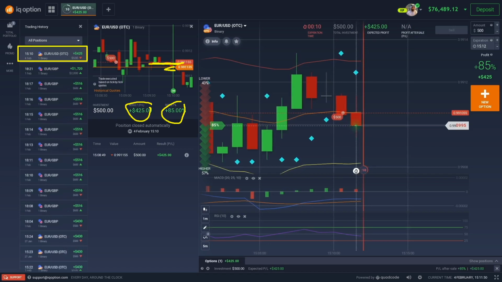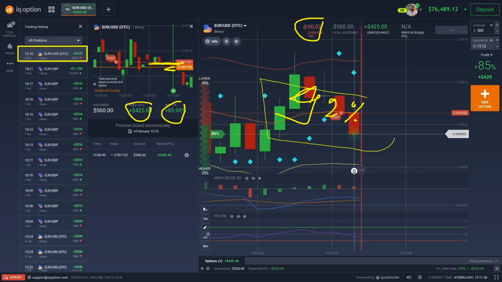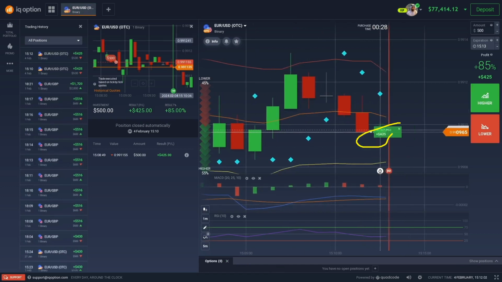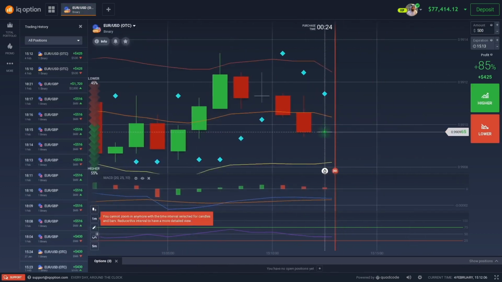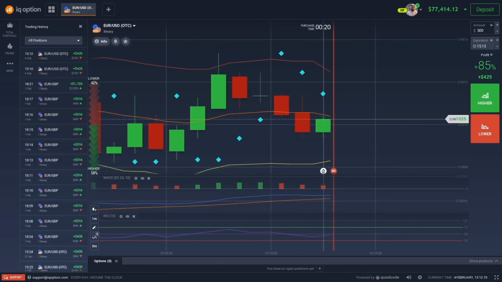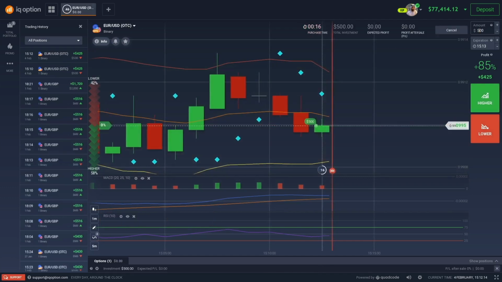This trade was like 92%. Yeah, another win. Great. Don't worry, this signal is almost perfect. I don't want to risk it too much.